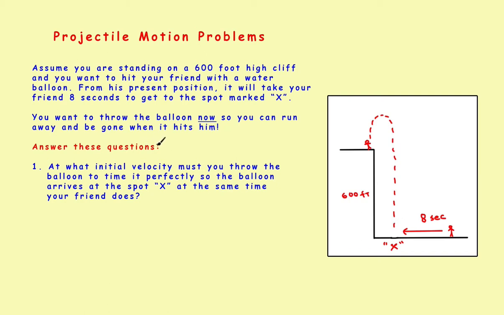We'll actually have a couple of questions to answer on this one, and it looks like this. The first question says: at what initial velocity must you throw the balloon to time it perfectly so that the balloon arrives at the spot X at the same time that your friend does? In this case, we know the initial height, y sub 0, which is 600 feet. But unlike those previous problems, this time you're going to throw it at some initial velocity. So the initial velocity is equal to what? A little variation on this problem. So that's what the situation looks like.